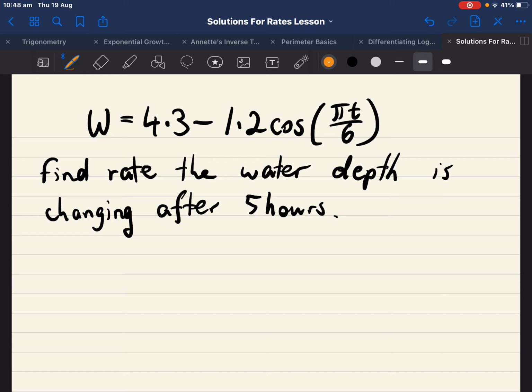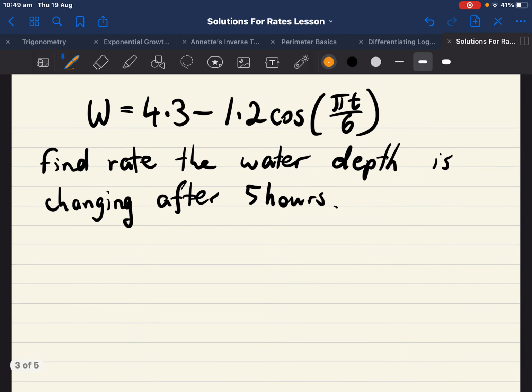However, if you're curious and you want to get a head start on how to differentiate trig, I'm just going to quickly do it now. But if you're not interested, and you want to wait until we officially learn how to differentiate trig functions, you can skip this part and just wait for it then. But for those that are curious, here we go.